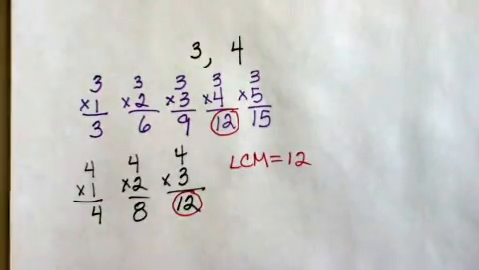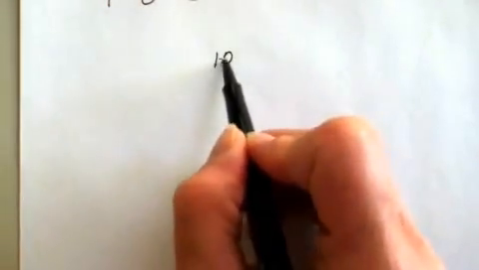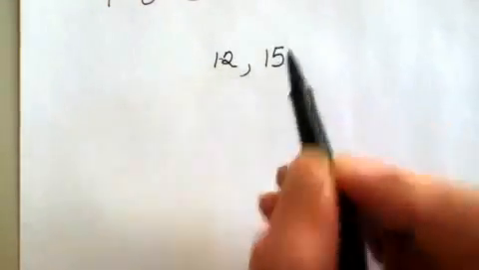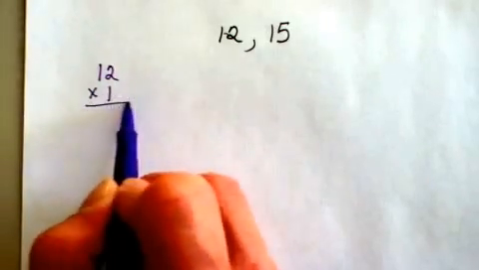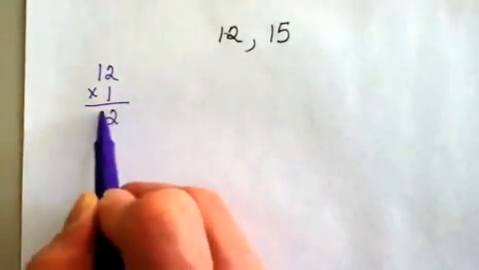Let's try another problem. Let's look at the numbers 12 and 15. If I want to find the least common multiple for 12 and 15, I must write out the first few multiples of each number. 12 times 1 is 12.